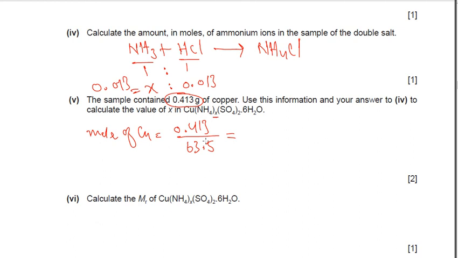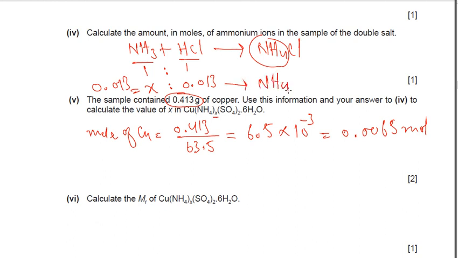So when we divide 0.413 by 63.5, as a result we get 6.5 times 10 raised to the power minus 3, and to convert into decimal it will be 0.0065 mole. Now we have the moles of the copper, and we have the moles of ammonium ion or ammonia. We can say the ammonium ion is there, so this amount is of NH4 ions, ammonium ions, that are produced.